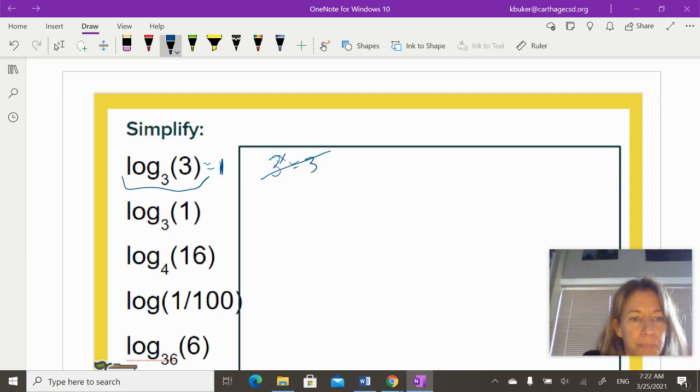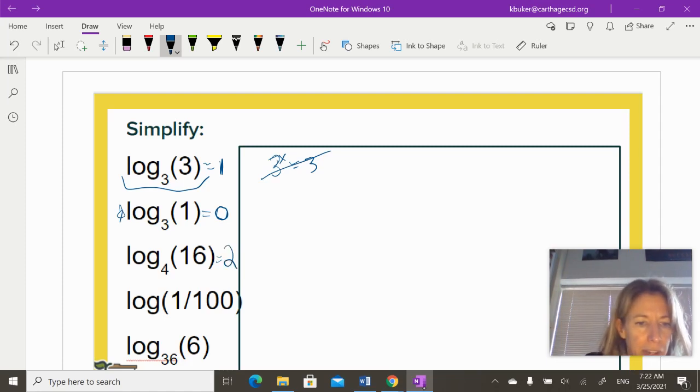This next example is a special case: log base 3 of 1. We said if the input is 1, the output for a log is always 0, because to get an answer of 1, you have to raise something to the 0 power. You might want to pause and do these on your own for practice, and then play the video to check. 4 to the second power is 16.